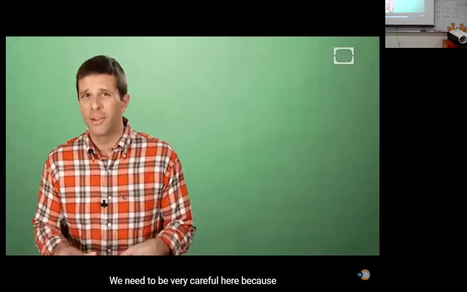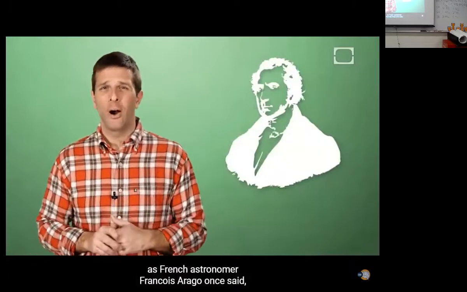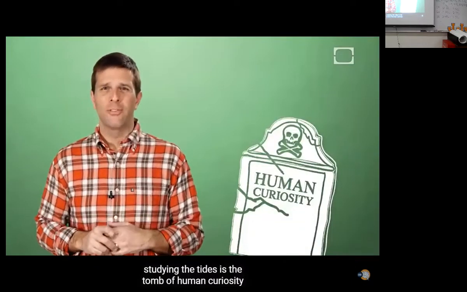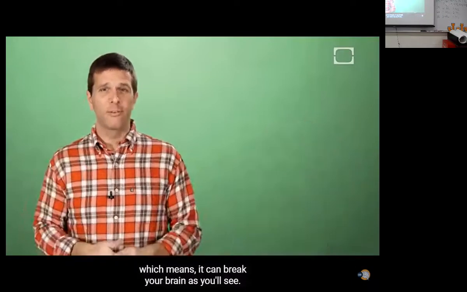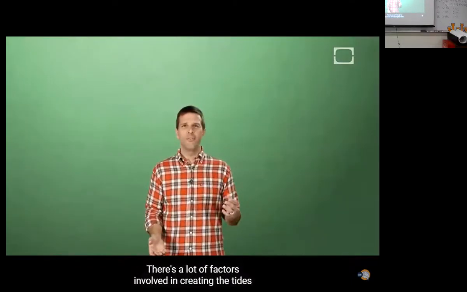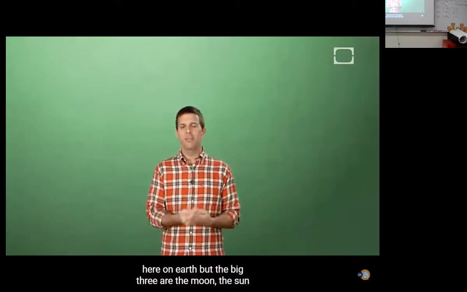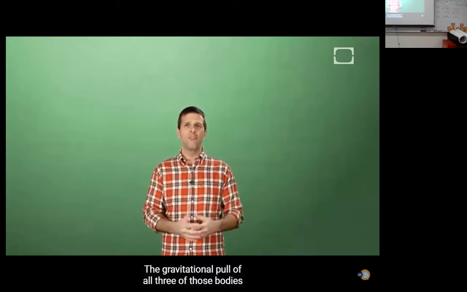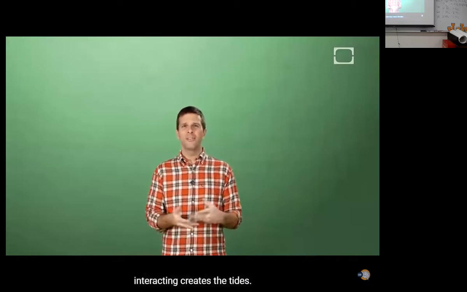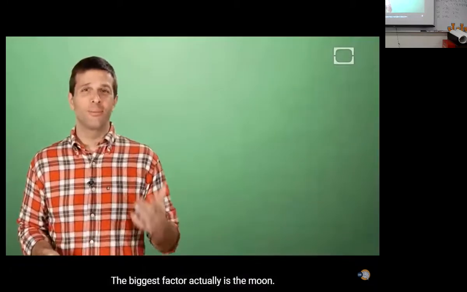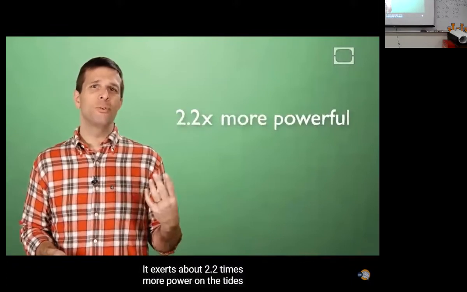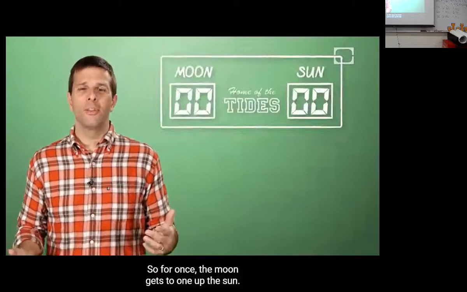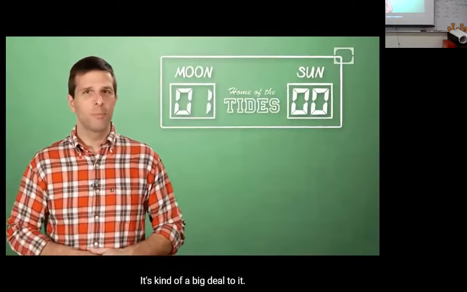We need to be very careful here because, as French astronomer Francois Arago once said, studying the tides is the tomb of human curiosity, which means it can break your brain, as you'll see. There's a lot of factors involved in creating the tides here on Earth, but the big three are the moon, the sun, and the Earth. The gravitational pull of all three of those bodies interacting creates the tides. The biggest factor actually is the moon. It exerts about 2.2 times more power on the tides than the sun does. So for once, the moon gets to one-up the sun. It's kind of a big deal to it.